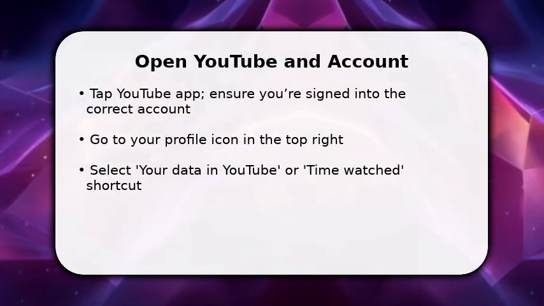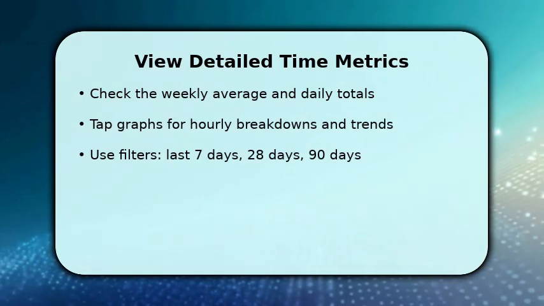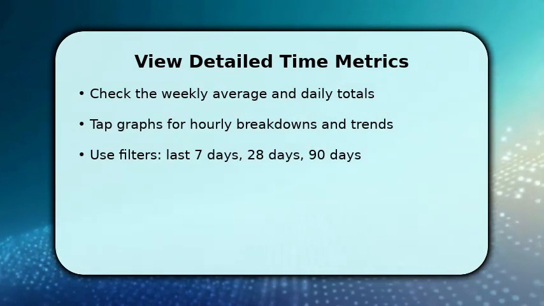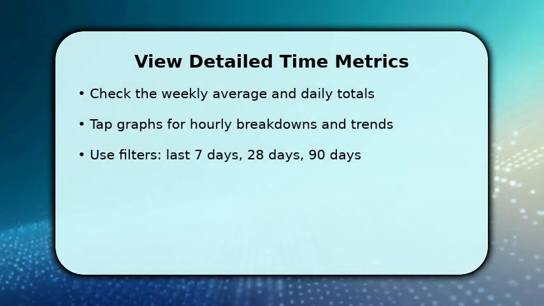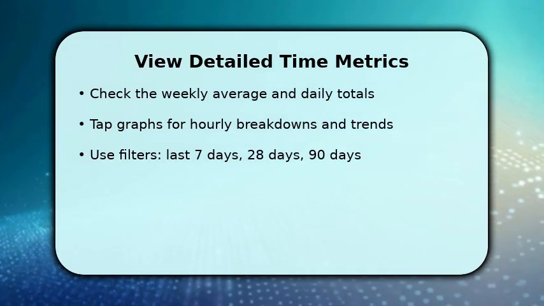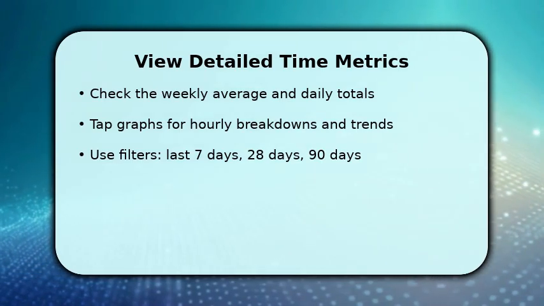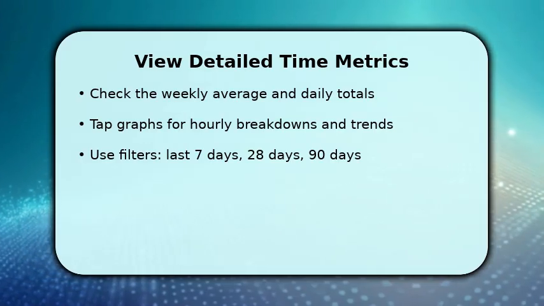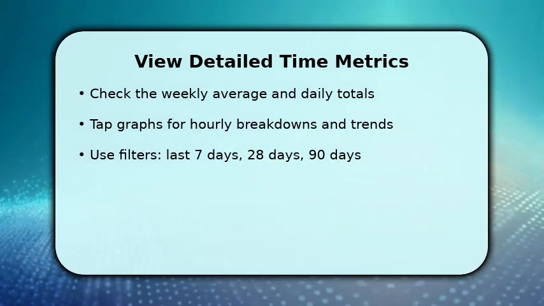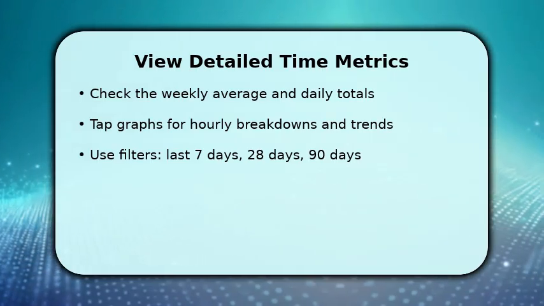Once on the Time Watched screen, you'll see a weekly average and daily totals. These numbers explain where most viewing minutes come from. Tap the graph or cards to expand hourly breakdowns and trends. This reveals which days or sessions are longest. Make sure to change the range using the filter: last 7 days, 28 days, or 90 days to compare patterns. Also look for watch on mobile versus watch on other devices if available.